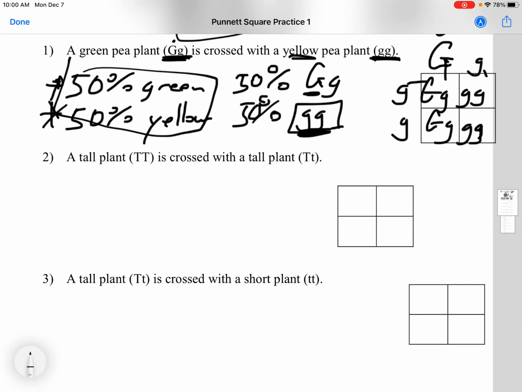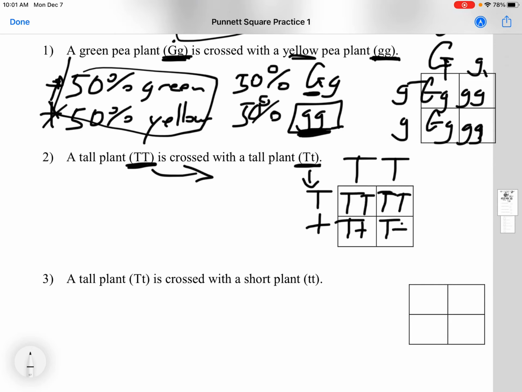A tall plant, and it gives us the homozygous dominant, is crossed with another tall plant, heterozygous. So let's fill in, right here, big T over each column. Then we're going to fill this one in, big T, little t. And now let's bring down, bring across, right? Bring down, bring across. Once you do it a few times, you'll be able to figure this out.